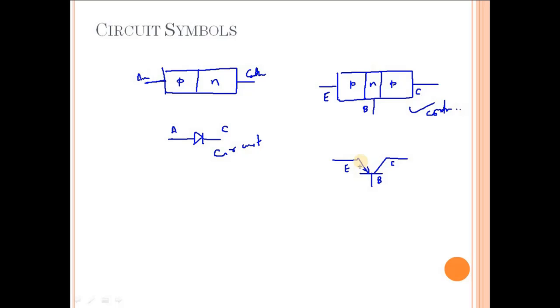PNP BJT will have a down facing emitter to base facing arrow in the circuit symbol of the PNP BJT, and this whole arrangement is kept in a circular shape. The circular shape has the significance that it represents the package within which the semiconductor layers are confined. So the circular enclosure is to represent the package, out of which to the exterior we have the emitter terminal, base terminal and the collector terminal. So whatever is inside the package is not visible from outside physically.